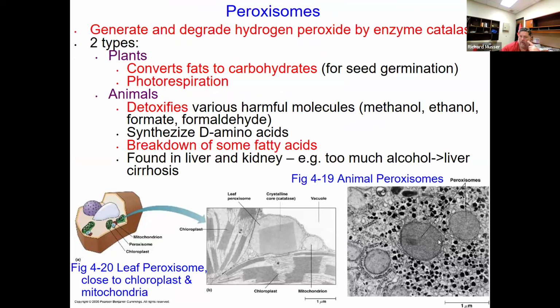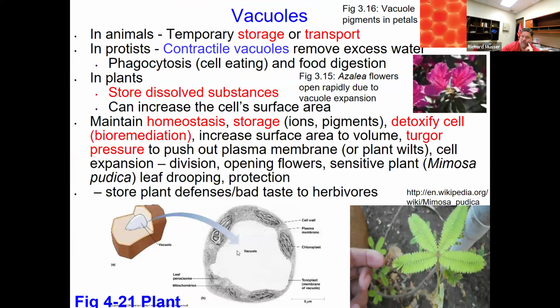We also have peroxisomes that can make hydrogen peroxide and can be used for breaking down substances found in high levels in livers and so forth. We have huge vacuoles in plants, which are meant for storing substances and for turgor pressure in plants, for water movement, and can also hold toxic chemicals.